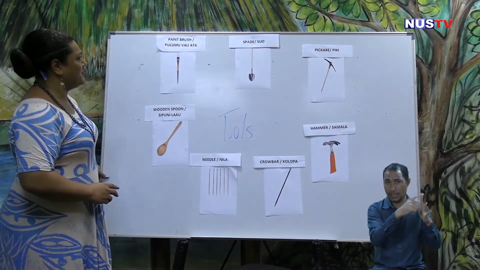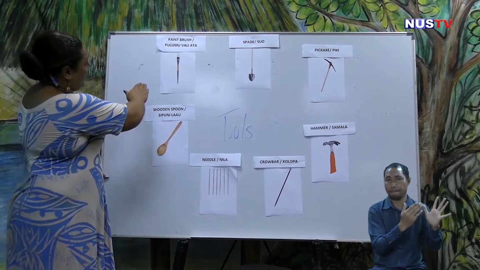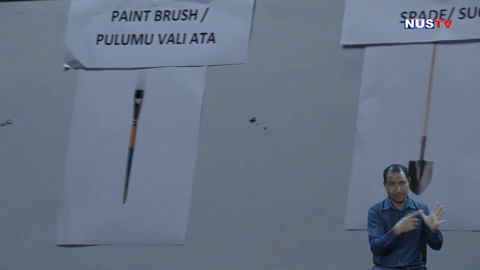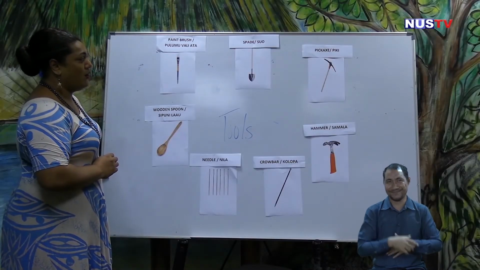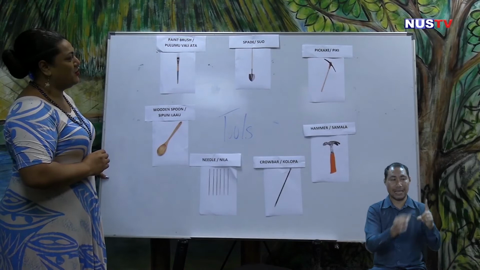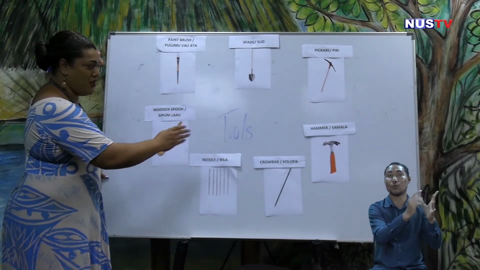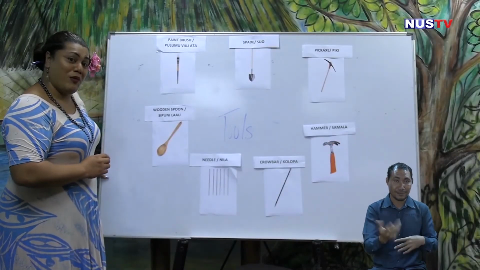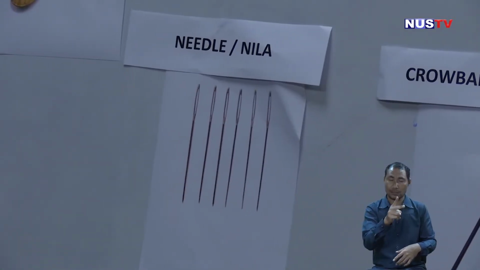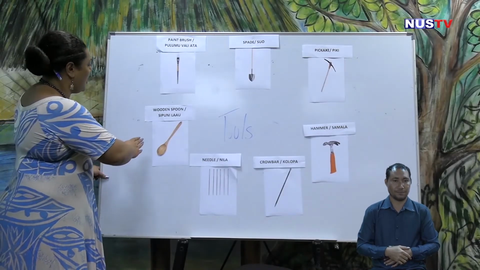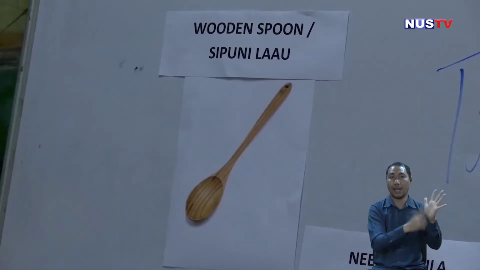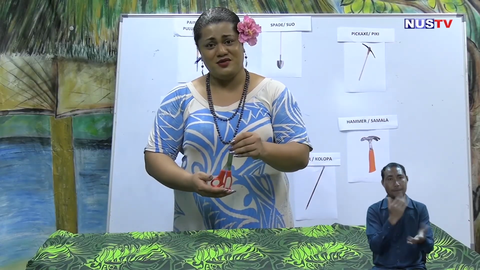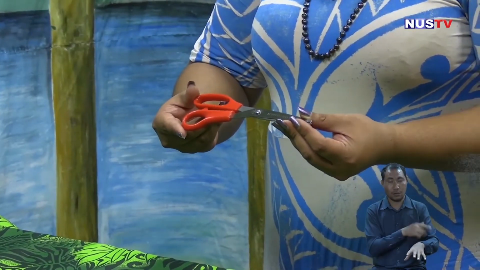Okay, let's review our tools again. We have a paintbrush, polipulumu valiata, a spade, polisuo, a pickaxe, polipiki. We have a hammer, samala, a crowbar, polikolopa, needle, nila, and our last tool is a wooden spoon. Polisipungi la'au.